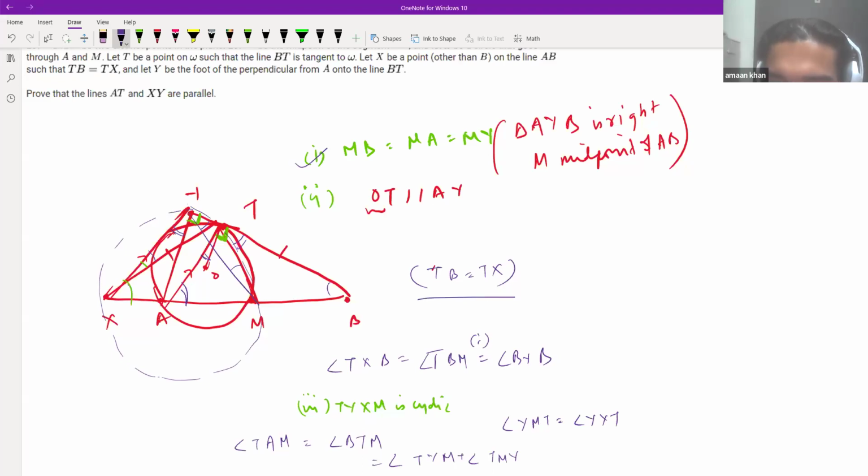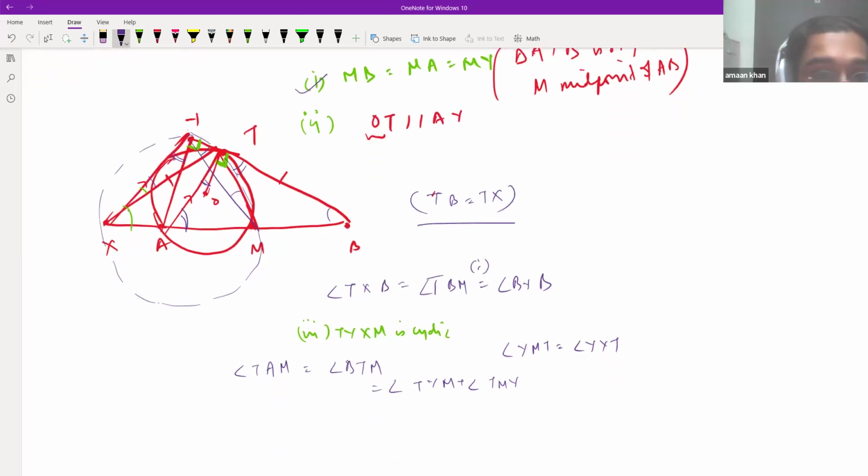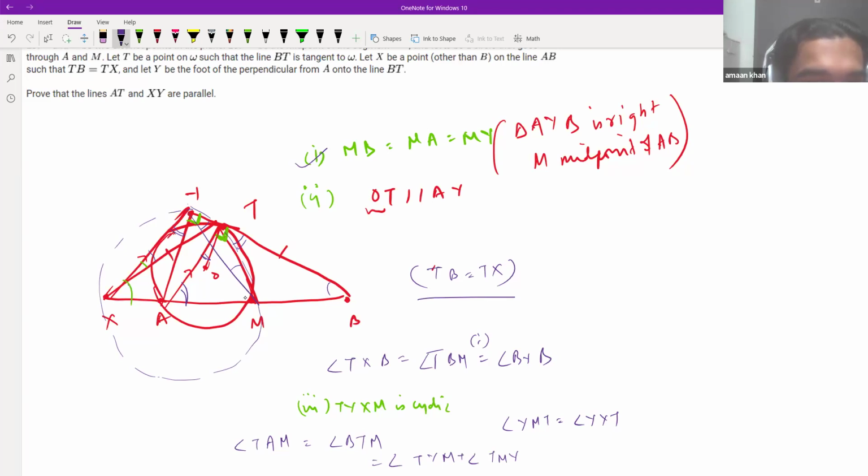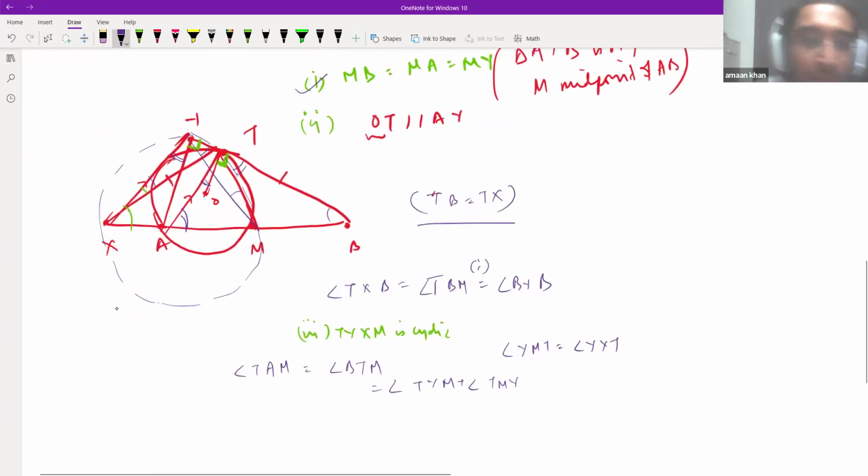How do we prove that BTM is equal to YXT? Oh, that is because this is cyclic. No, wait, BTM is not equal to YXT. I'll just repeat your argument again. What he's saying is that up to that point it is fine, right? Also, you can reduce your argument a lot.